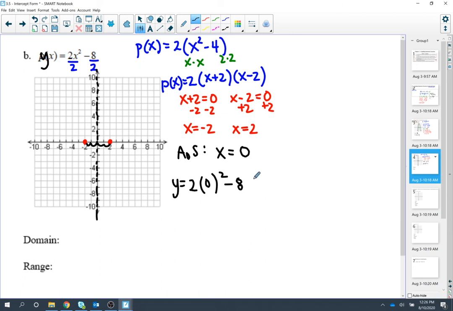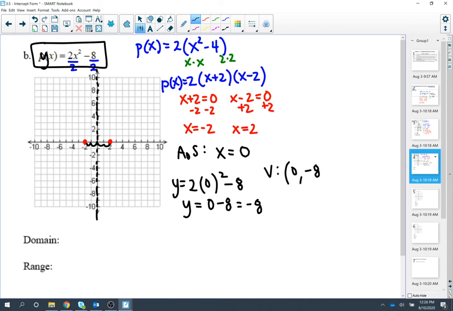And I always substitute back into the original function, not my factored or anything over here. Because if I go back into the original function, then I'm less likely to make a mistake with some of my work that could have happened over here. So y equals 2 times 0 squared, 0 minus 8 is negative 8. So I know that my vertex is at 0, negative 8. So I'm going to come down here, 0, negative 8.